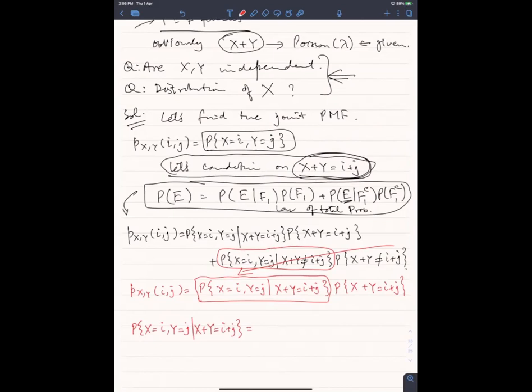One? No, this cannot be one. If I tell you that the sum of two numbers is 7, तो एक 3 और एक 4 हो, उसकी probability 1 तो नहीं है. 2 और 5 भी तो हो सकते हैं. 1 divided by total number of ways you can get I plus j.